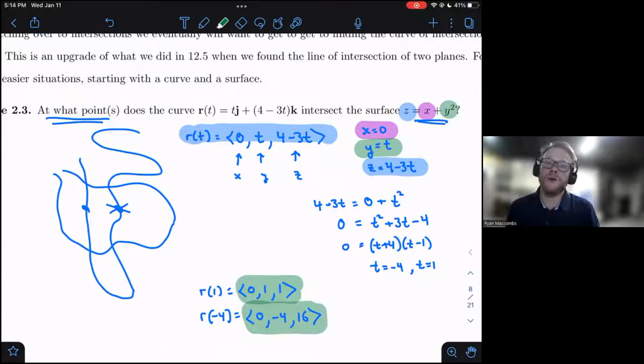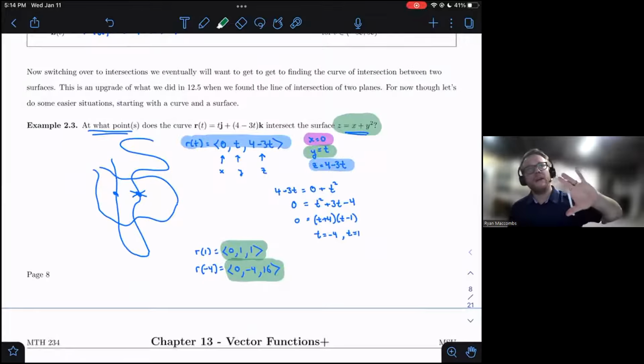And of course, if you were paranoid and you wanted to double check your work, by all means, you certainly can. You would plug those into our surface equation up here and see that those work. So for instance, if you plug in 0 for x, 1 for y, and 1 for z, you'll see that that equation is satisfied. And likewise, if you plug in 0 for x, -4 for y, and 16 for z, again, you will see that that satisfies our surface equation. And so those are the 2 points that are both on the curve and on the surface.